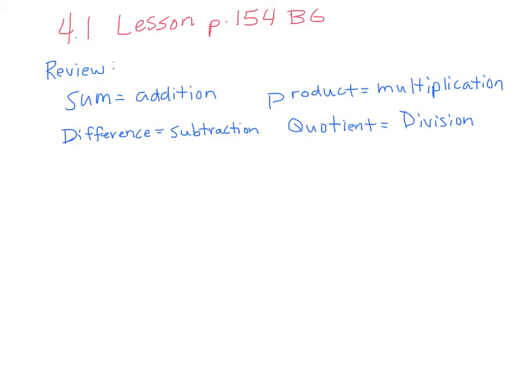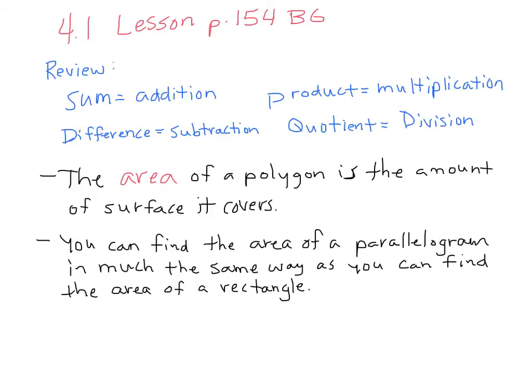It doesn't stop, so you need to know these. So a couple notes for you. First of all, the area of a polygon is the amount of surface it covers. So we're not talking about just around its edges like a perimeter. We're talking about the area. So now we're talking about the entire surface it covers.